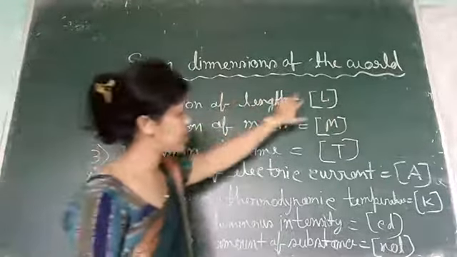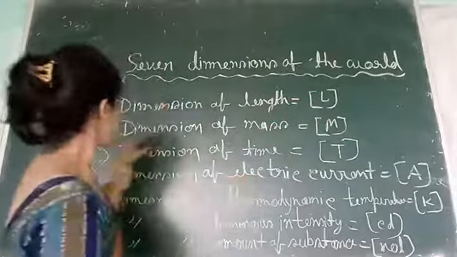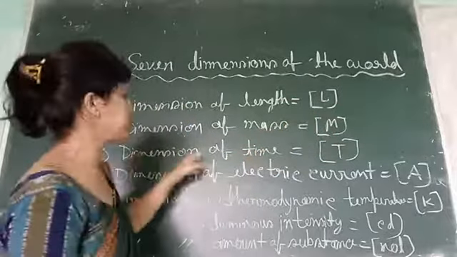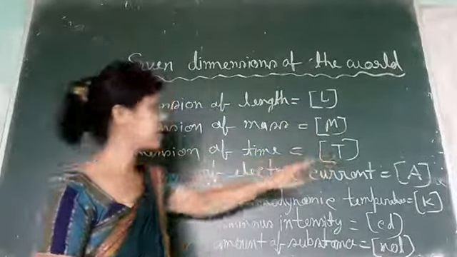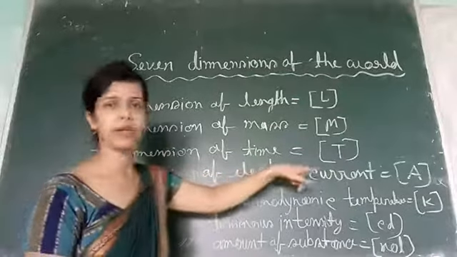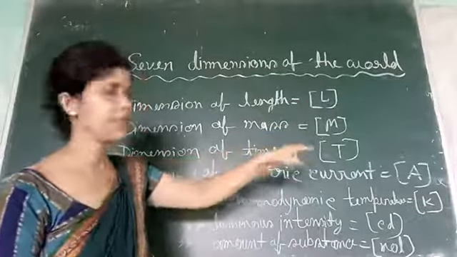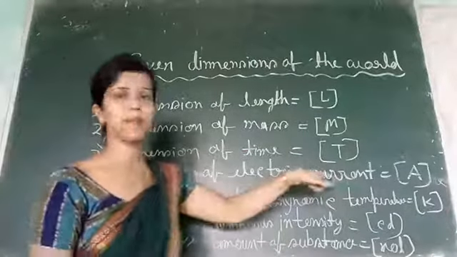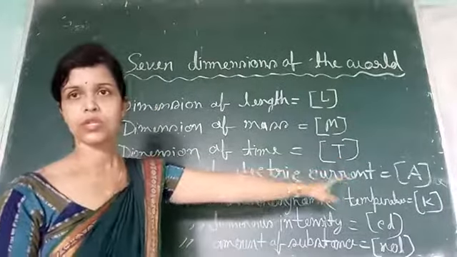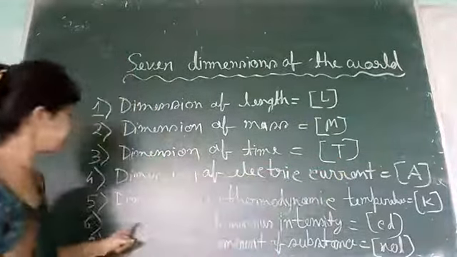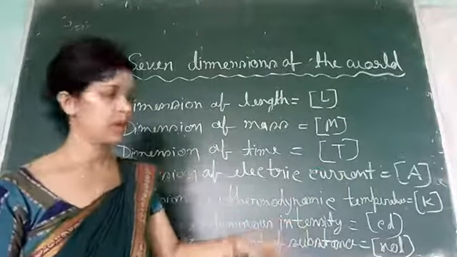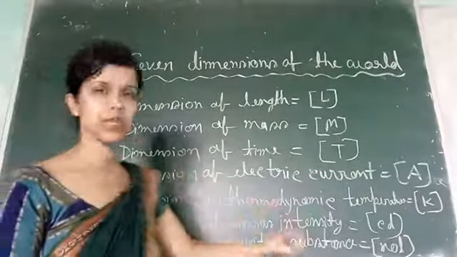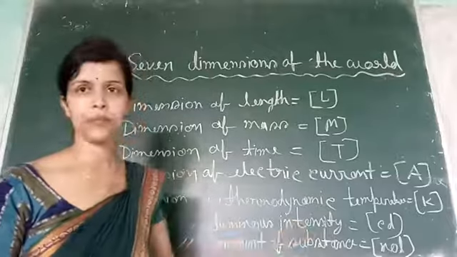And the block symbol we should give. Dimension of mass is written capital M. Dimension of time is written capital T. Dimension of electric current is written capital A, whereas dimension of thermodynamic temperature is Kelvin, symbolically capital K. And dimension of luminous intensity is candela, cd. And dimension of amount of substance is mole, and written in this way.